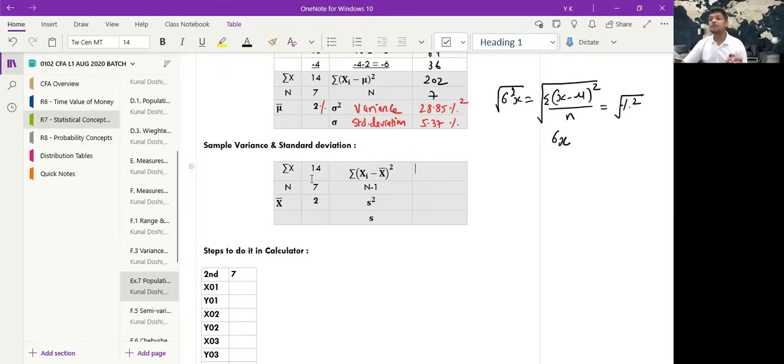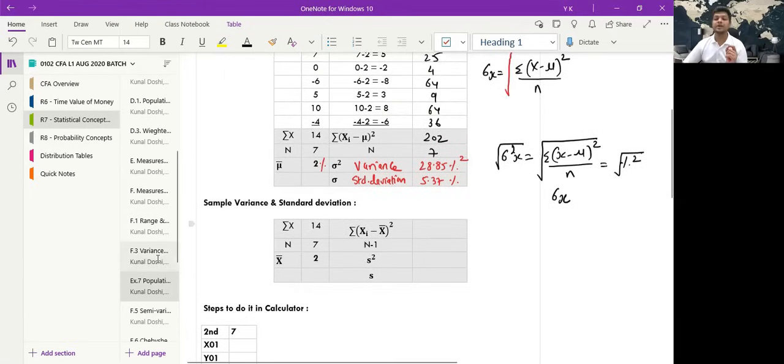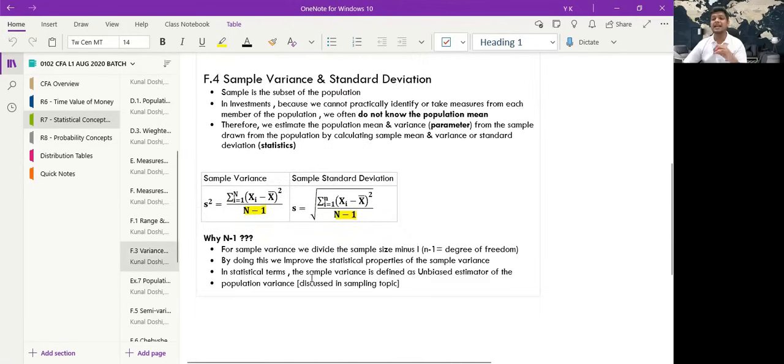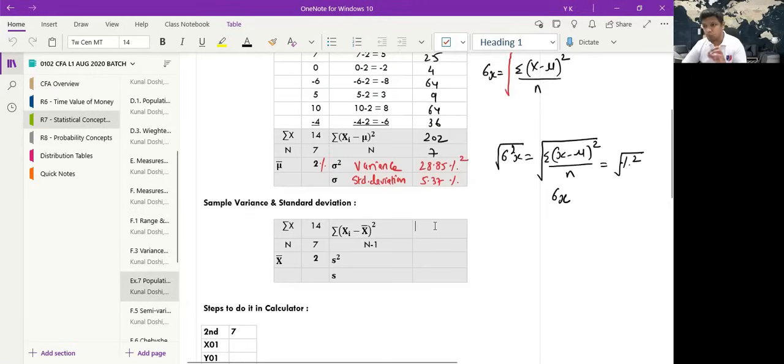Therefore, in order to adjust that, we divide by n minus 1. Instead of dividing by n, I divide by n minus 1. If you recollect, the total of our variance, that is the sum of x minus x bar squared, was 202. Now instead of dividing that by 7, I will divide it by 7 minus 1, which is 6.